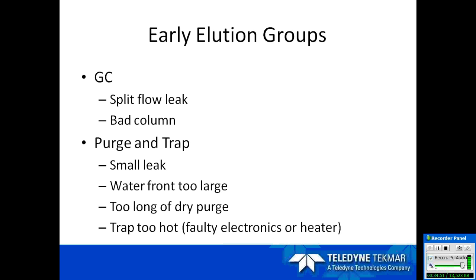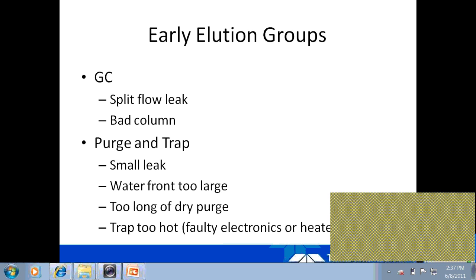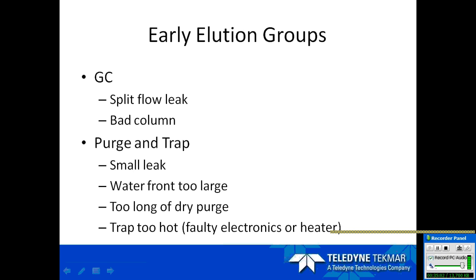With the early groups, which are your gases and your lighter compounds, to eliminate your GC, you might have a split flow leak or a bad column. Once you get to the purge and trap side, you want to make sure your system is leak tight, because a small leak after your trap or a small leak within your trap connections, you might be losing your gas compounds as they're being desorbed out to the GC.